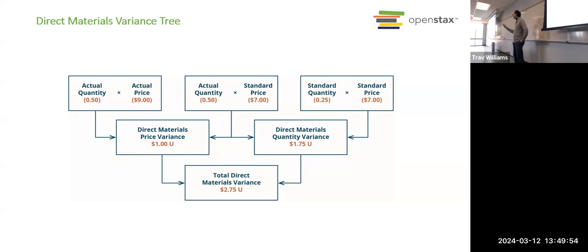Again, same formula we saw earlier for quantity variance. It was actual quantity times standard price minus standard quantity times standard price. That gets you your quantity variance. And then you just add these two together, price and quantity, to get your total variance. Okay, so this might be a helpful graphic to see those relationships and see what's going on.